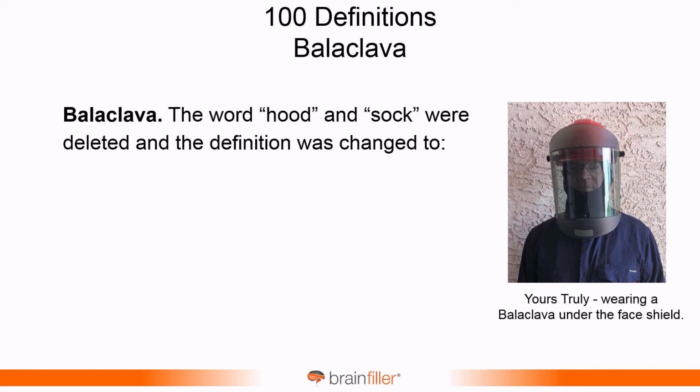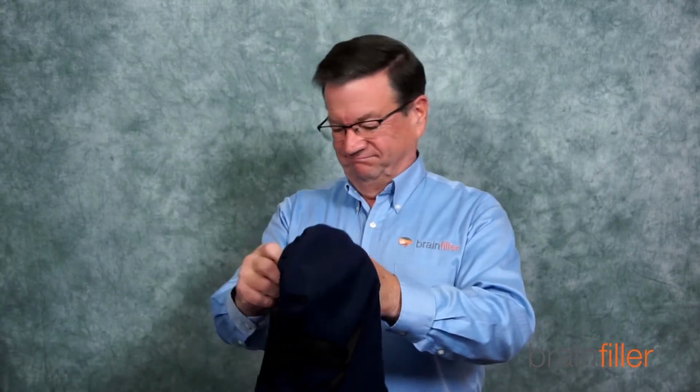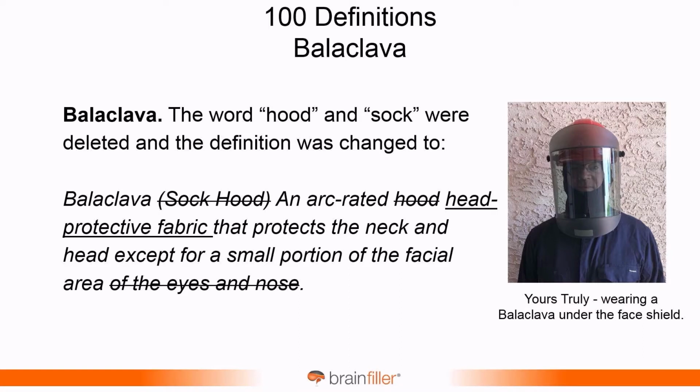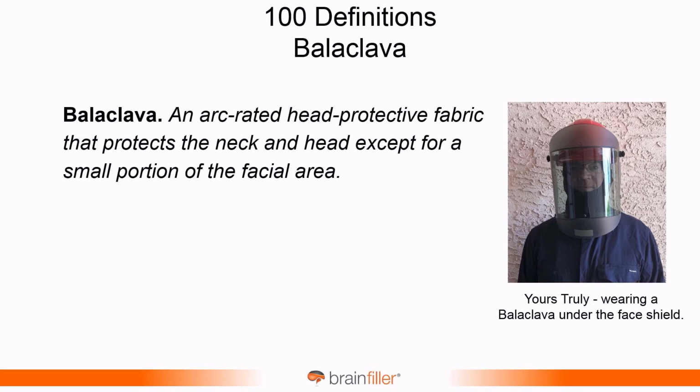Previously, the definition of balaclava included the word hood and the word sock. For example, this one is mine. If you look at a balaclava, it's not really a hood, and I can't really say it's a sock. So the definition was just changed to eliminate those two terms. It's now just defined as an arc-rated head protective fabric that protects the neck and head except for a small portion of the facial area. And this is the complete definition right here.